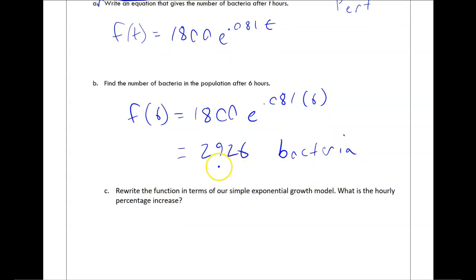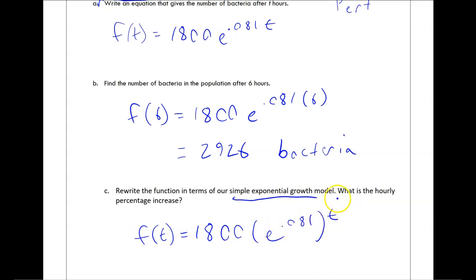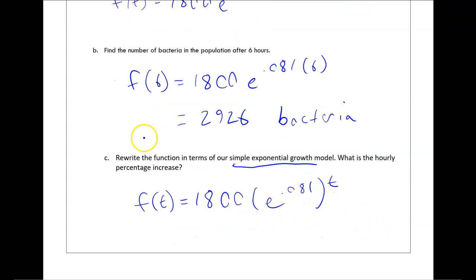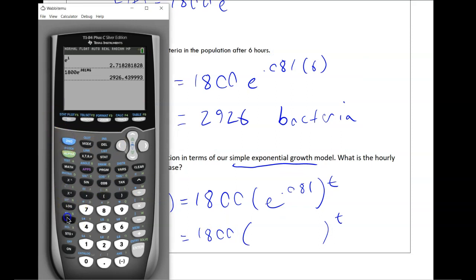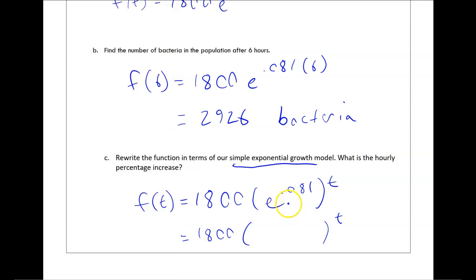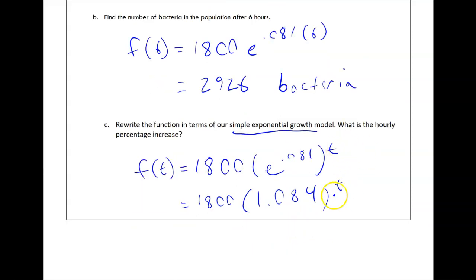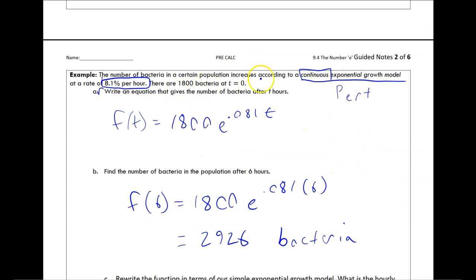The other thing we can do is rewrite in terms of a simple exponential growth model. So that means if we want to know the hourly percentage increase, we want to rewrite it with just our base, right? So that would be something like this. So the idea here is I can rewrite these models in a bunch of different ways depending on what I want to know. I can kind of break it up like this, because if I multiply my exponents, I would get what I got before, right? And then I can use my calculator to solve for that exponent. So I'm just going to be like, okay, what is e to the 0.081? And that gives me 1.084. And this would be per hour, right? Because t was in hours.